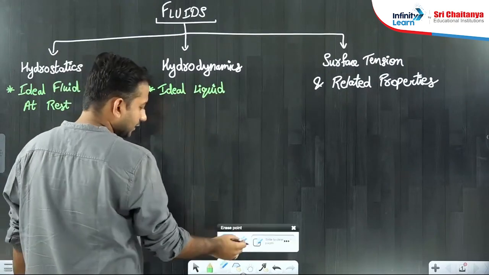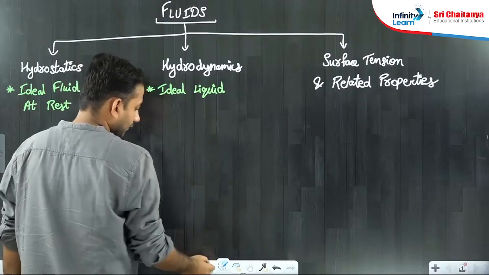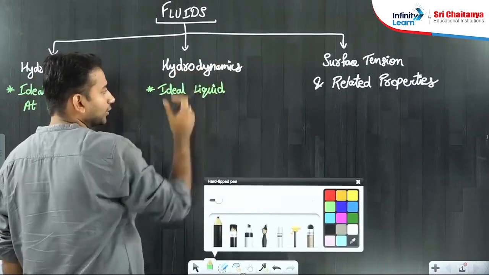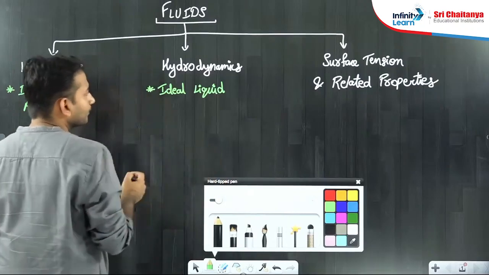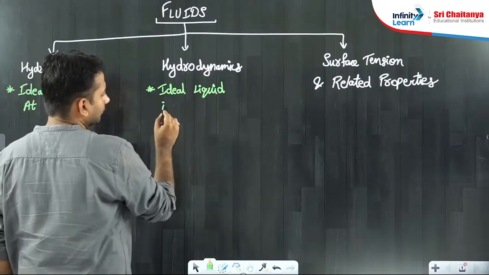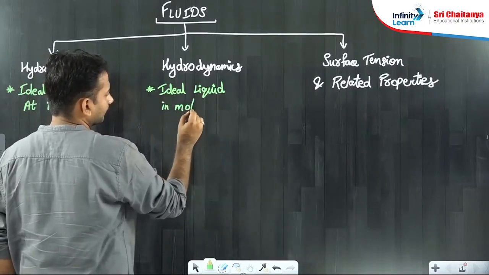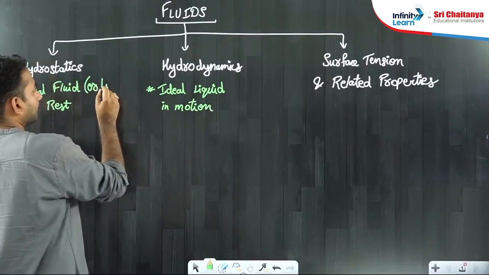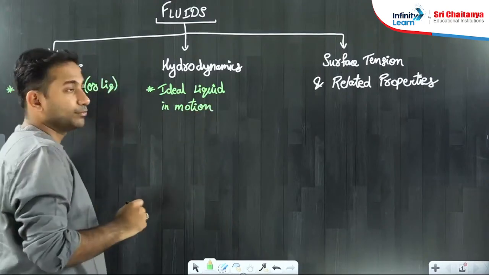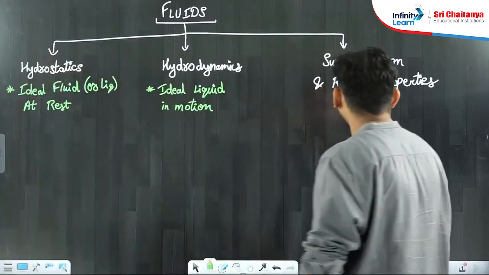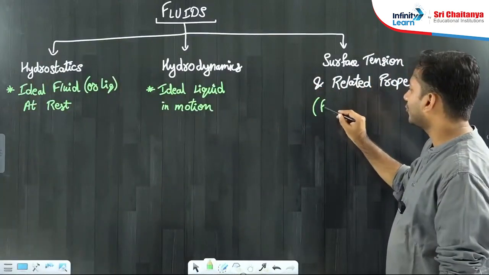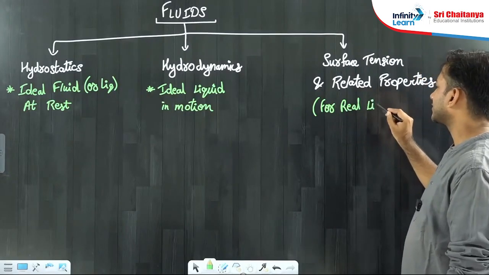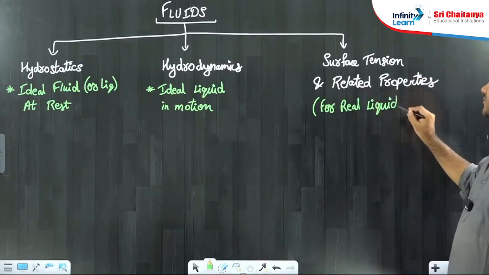Since I have used the name hydrodynamics, the term hydro is generally related to water too. So, ideal liquid in motion, ideal fluid or liquid in motion. And here, surface tension and related properties are applicable for real liquids.